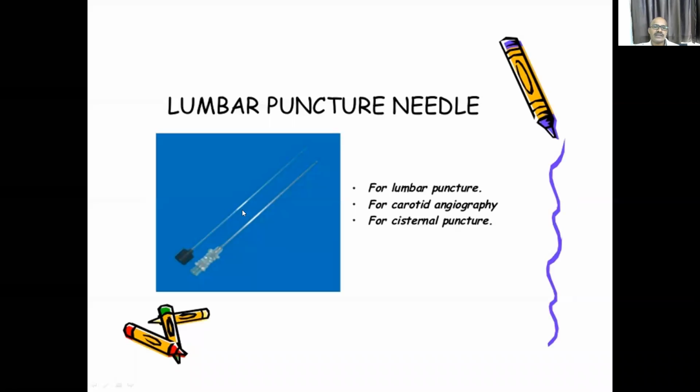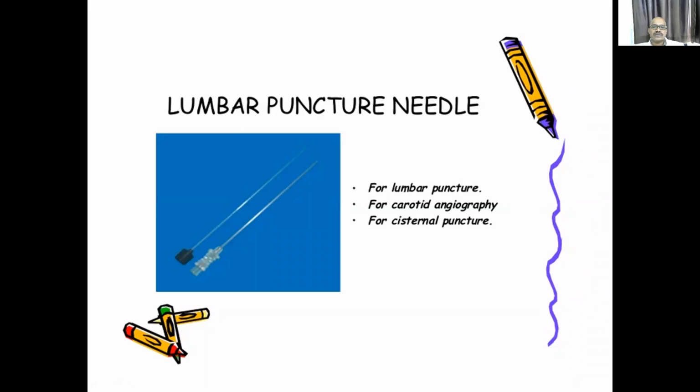So what is this needle? A very thin needle is there. This is a lumbar puncture needle for aspirating the CSF, cerebrospinal fluid. The indications for lumbar puncture are meningitis, meningoencephalitis, and for administration of drugs in case of spinal anesthesia. These are the indications.